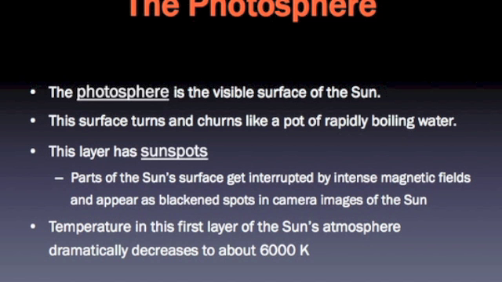The first layer of the atmosphere is called the photosphere. The photosphere is the visible surface of the sun that we see in pictures. So when you think about a picture of the sun, we see a solid line outlining the sun. The surface of the sun is actually turning and turning like a pot of boiling water.